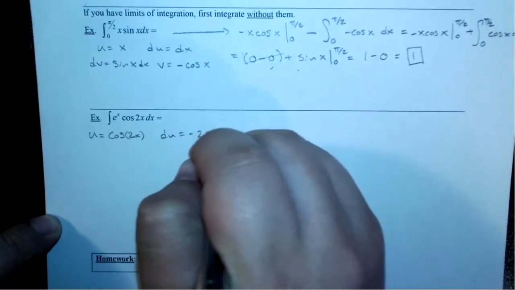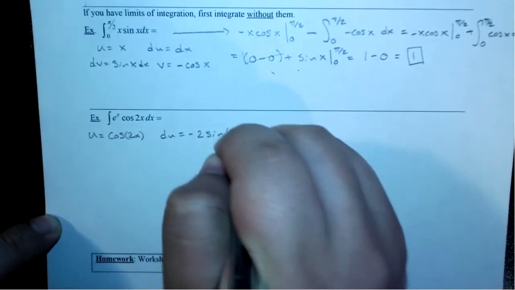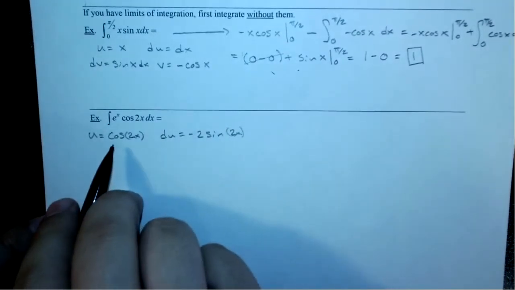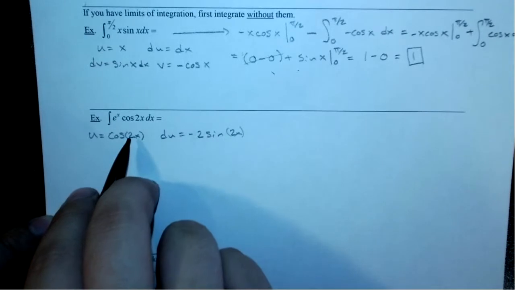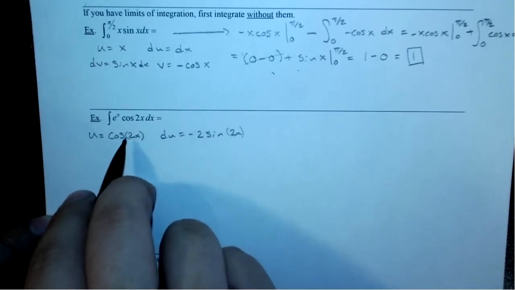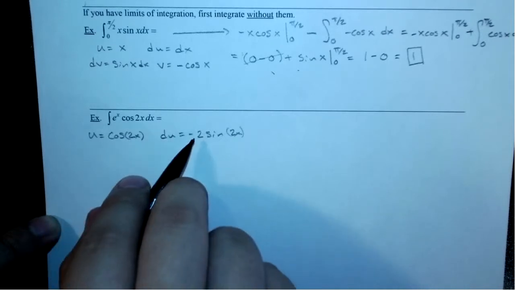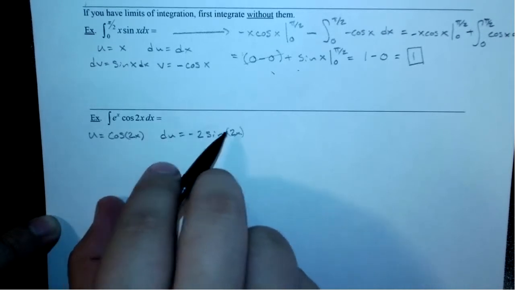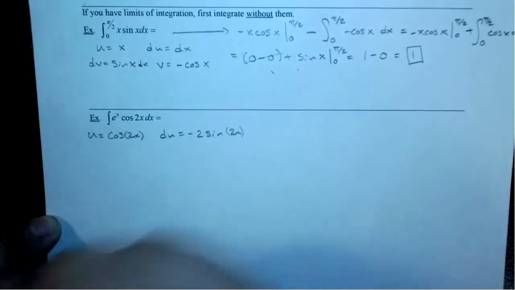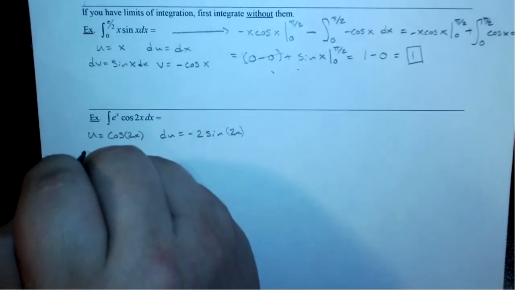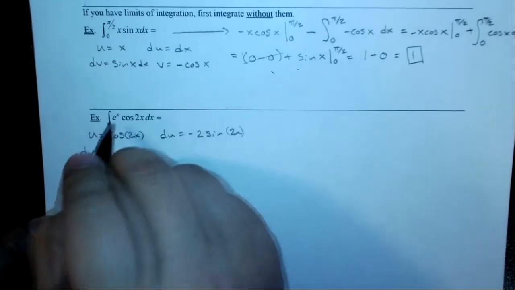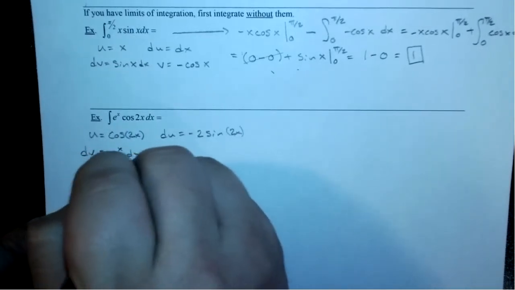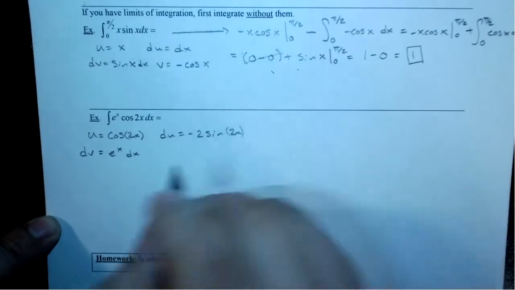Negative 2 sine of 2x. All right, chain rule: derivative of the outside times the inside, times the derivative of the inside. Okay, so that's why we would get negative sine of 2x times 2. And then we have dv, which is, in this case, e to the x dx.